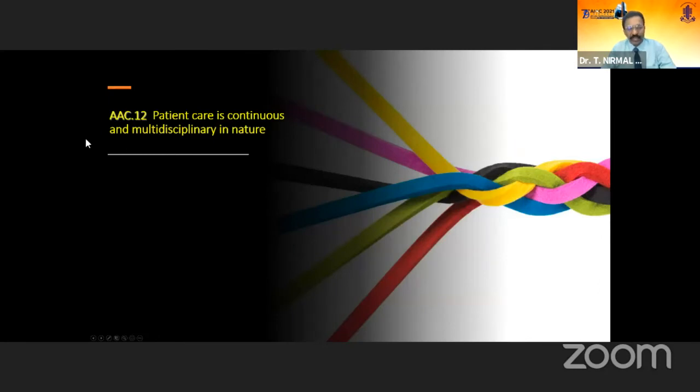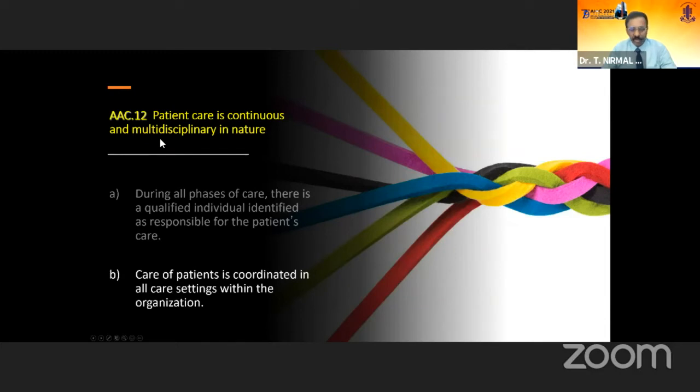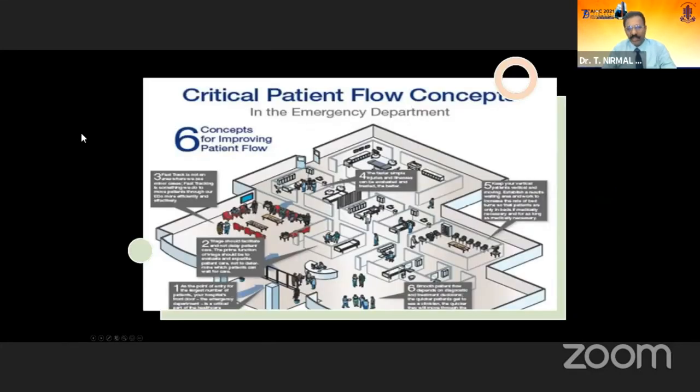The history, progress notes, investigations, and the treatment orders, everything has to be given to the patient. The last part of the AAC is that patient care is continuous and multidisciplinary in nature. Even though we are ophthalmologists, we should also have certain qualified individuals responsible for the patient care. We have to coordinate with the other treatment units in the other centers and the referral units. So the entire care process has to be coordinated within the organization as well as outside the organization.